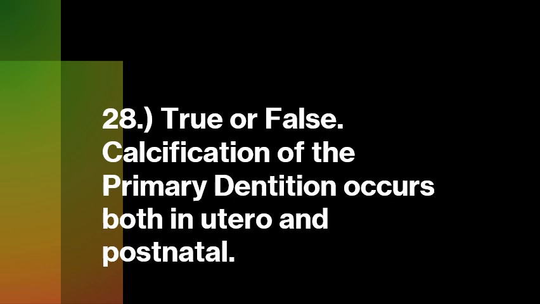So the next is, calcification of the primary dentition occurs both in utero and postnatal. Is this statement true or false? So this statement is true. The calcification also starts in utero for the deciduous central incisor, and the crowns are not fully completed in the deciduous maxillary second molars until about 2.5 years of age.